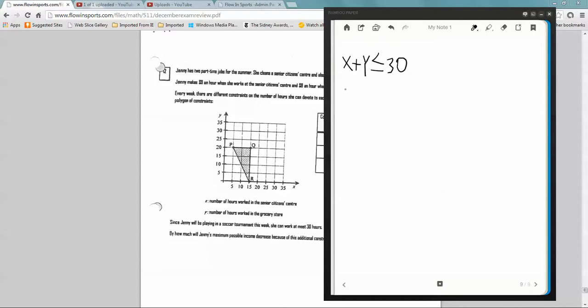So obviously you can't graph this. You need to turn it into standard form. So then you've got Y is less than or equal to minus X plus 30. And from here, you can graph it.